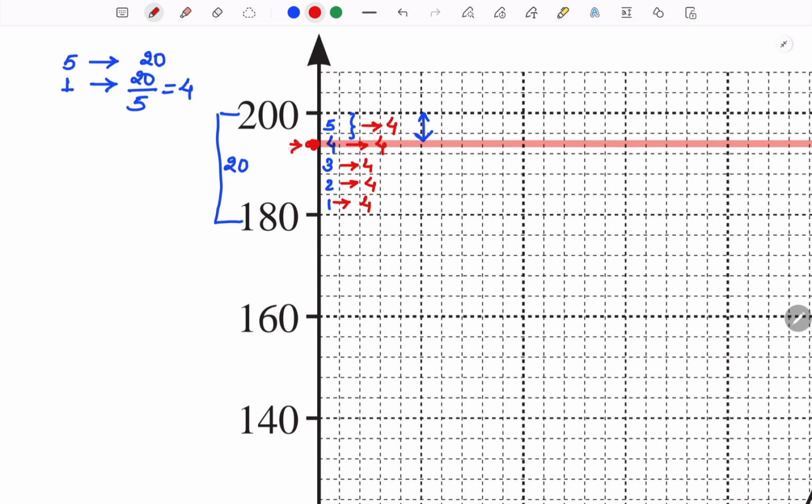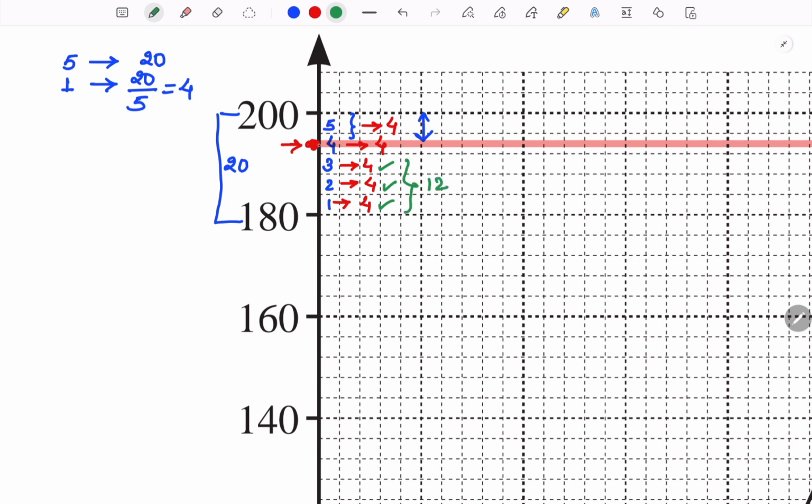We are here, right? This is the point that we need to find. So this block has already given me 4 students. This is also 4, this is also 4. So 4 plus 4 plus 4 will already give you 12.